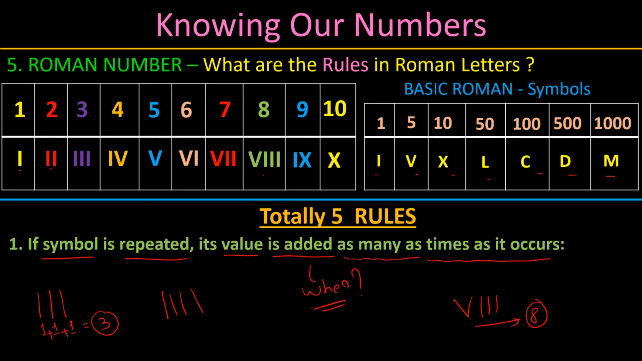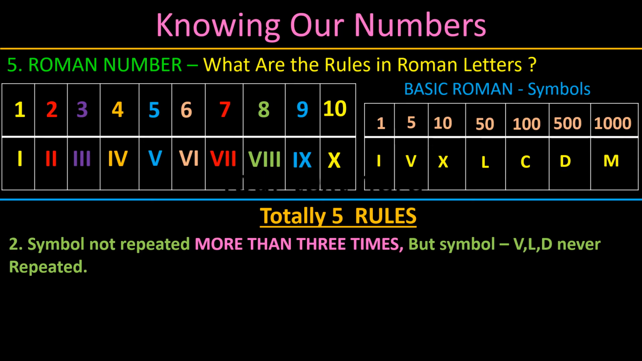Let us go with the second rule and see what exactly it tells. Let me read the complete sentence. A symbol is not repeated more than 3 times. This is very, very important. More than 3 times. Let's understand this one first, then we'll go to the next sentence. This is 1. What do you see here? Next you see 2. What do you see here? Next you see 3 here.